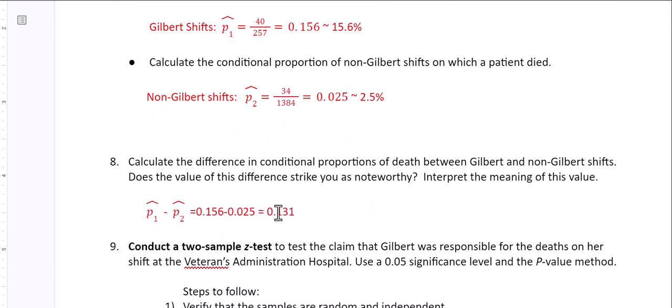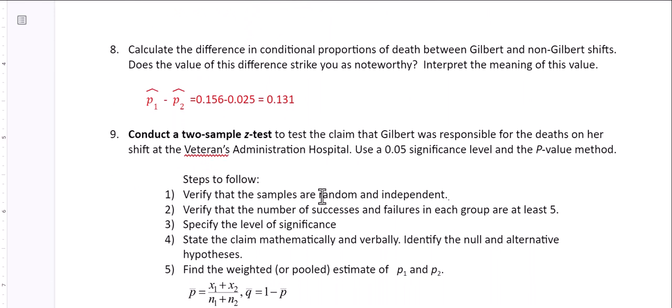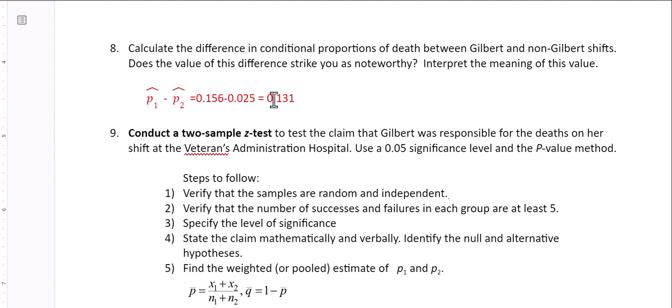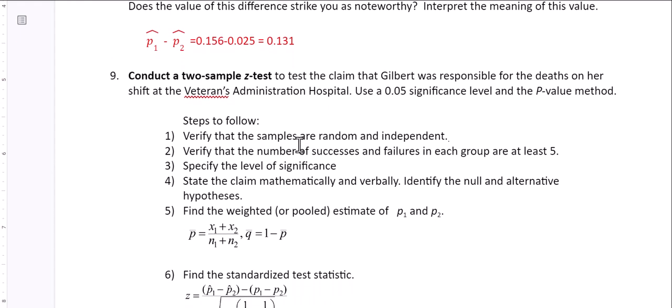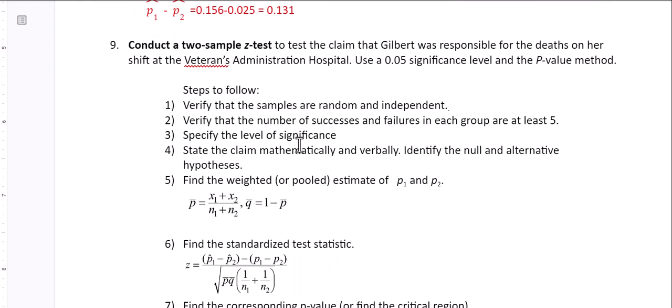Computing the difference, we get 0.131. So you want to do the P1 hat, so the 0.156 minus the P2 hat, which is 0.025. Leave them in the proportion form, not the percentage. I just did the percentages to compare them because sometimes it's easier to look at them as whole percentages than as the decimals. All right, so then this is our sample statistic, the 0.131. That's what we're going to use to do our two-sample Z-test.